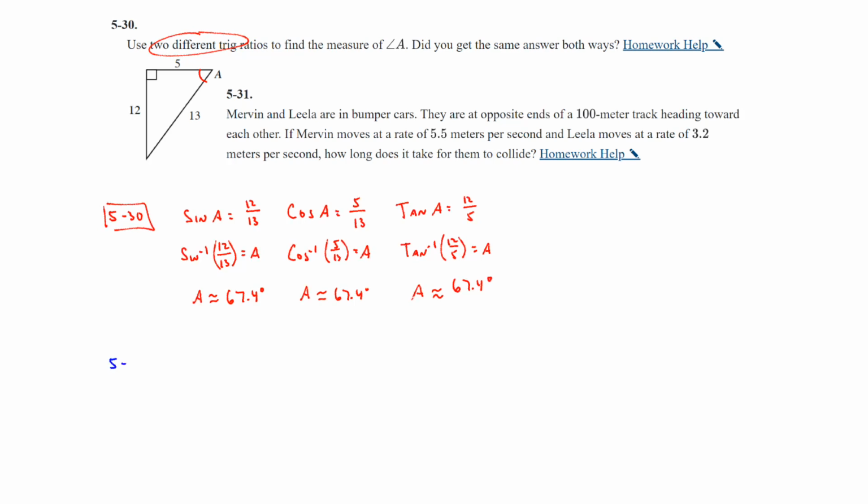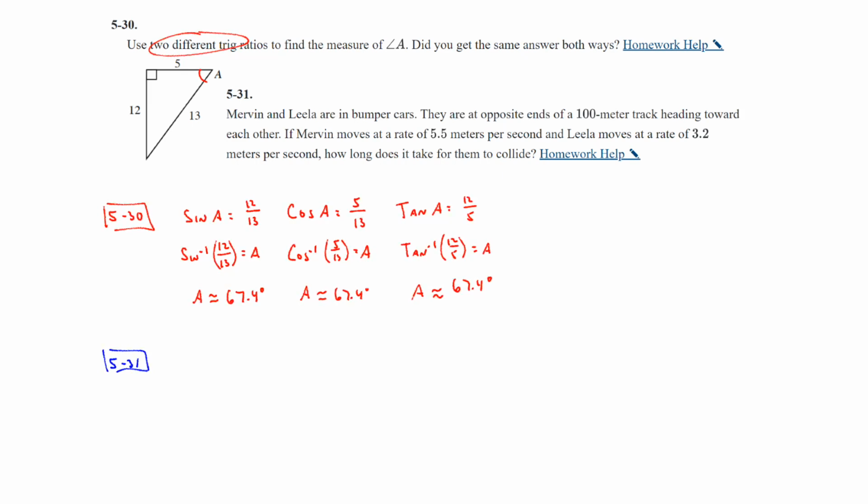All right, question 31. Just move it down here. Mervin and Leela are in bumper cars. They are at opposite ends of a 100-meter track heading toward each other. If Mervin moves at a rate of 5.5 meters per second and Leela moves at a rate of 3.2 meters per second, how long does it take for them to collide?